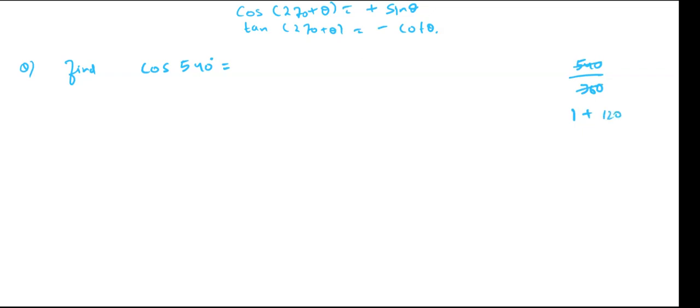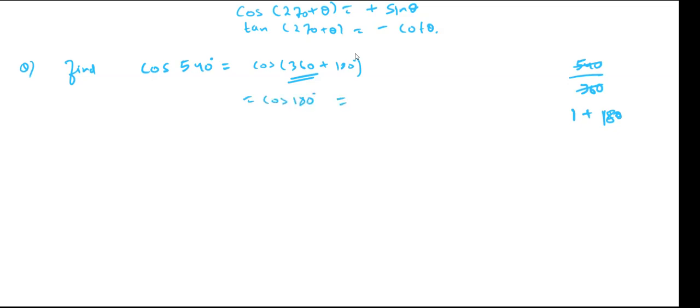120 degree? Right? 360 plus 120, how much? No, it is 360 plus 180. Yes or no? So it is basically cos of 360 degree plus 180 degree. And we know that any value which is 360 will just be eliminated. So it is just cos 180 degree.